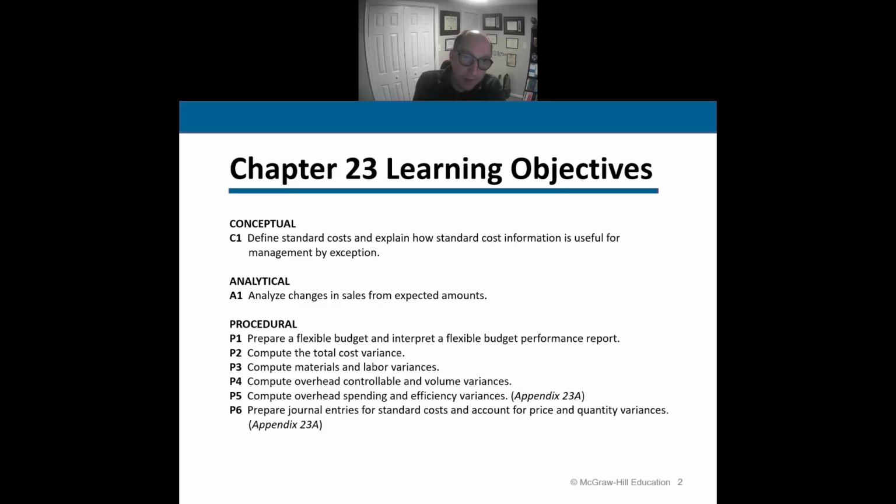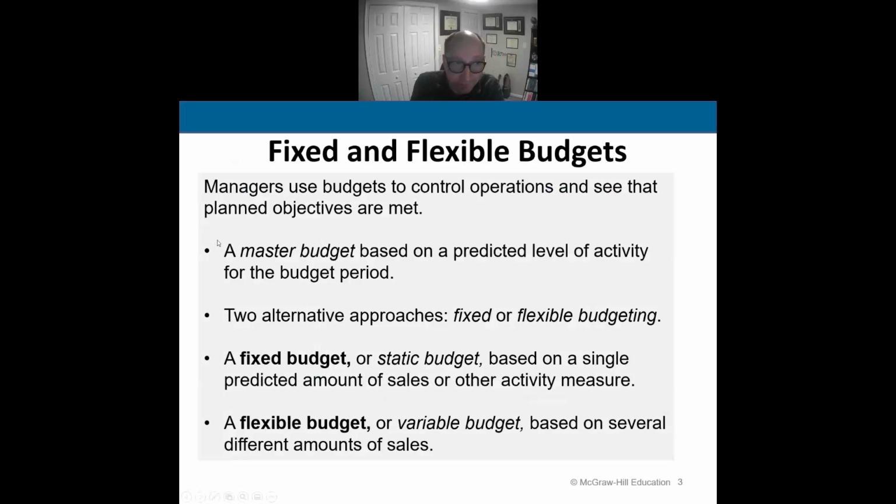So let's take a look at the different types of budgeting approaches. And we'll talk about the variances and we'll talk about flexibility, fixed and variable cost, all those good things. So there are two methods to budgeting that companies choose. You can either have a flexible budget or a fixed budget.